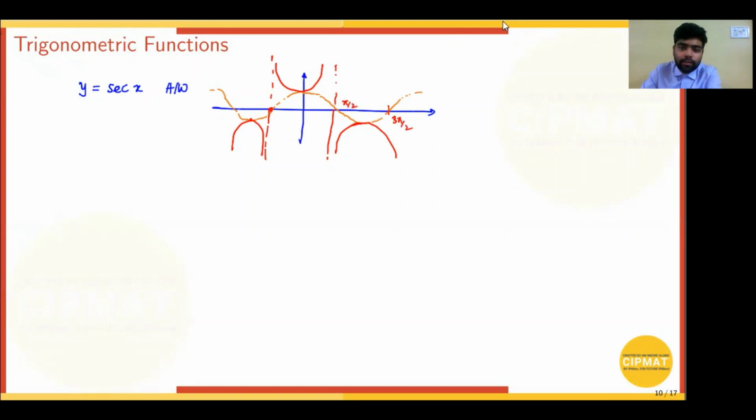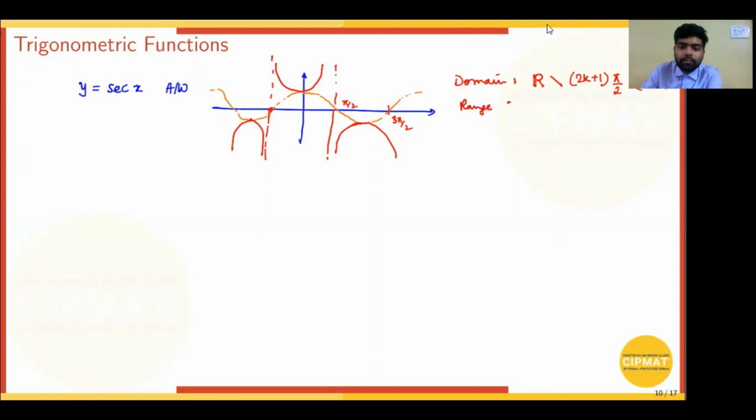So again, the domain is going to be all real numbers, that is all values of x, except for the odd multiples of pi by 2. What are odd multiples of pi by 2? They are (2k plus 1) times pi by 2, where k belongs to the set of integers. So this will be the domain.